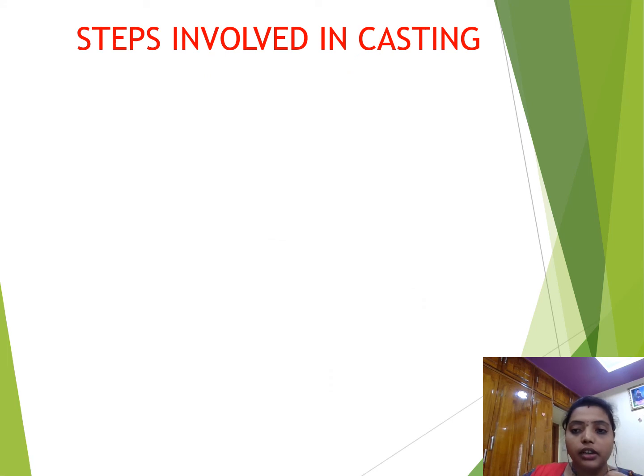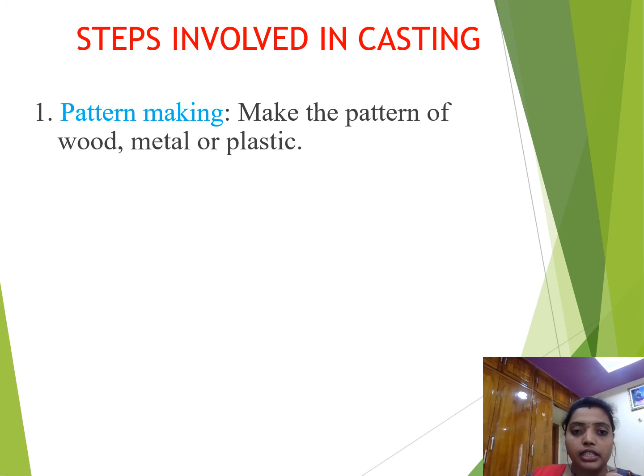Now let us see one by one. What are the steps involved in casting? First one is pattern making. Making means make the pattern of wood, metal or plastic. Means here the prototype or duplicate of the final object is made of wood or metal or plastic. Okay, it is made of any type according to our material.